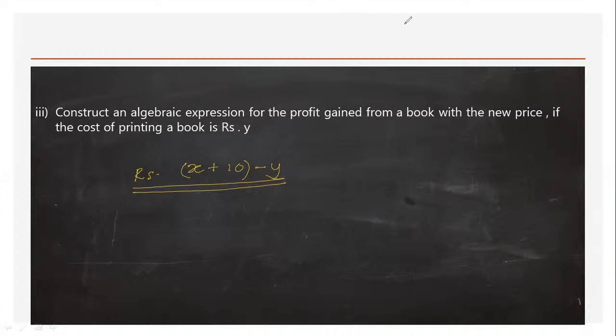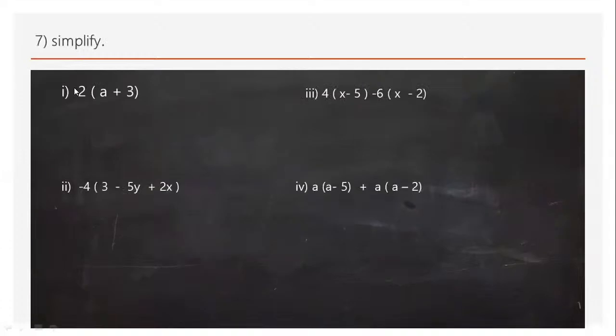Question number 7. Simplify. First, you have to remove the brackets and simplify. 2 times a is 2a, 2 times 3 is 6. Let's go to the second one.